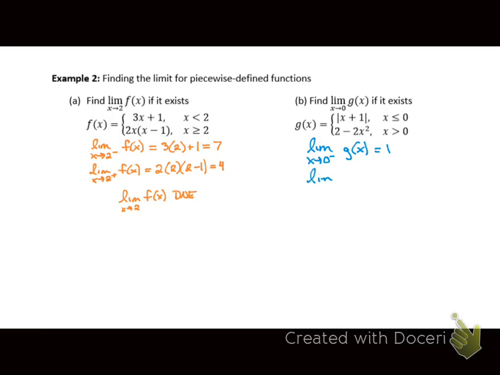The limit as x approaches 0 from the right, that's g of x, not f of x. If I plug in 0 to 2x squared, I just get 2. So once again, the limit as x approaches 0 of our function does not exist.